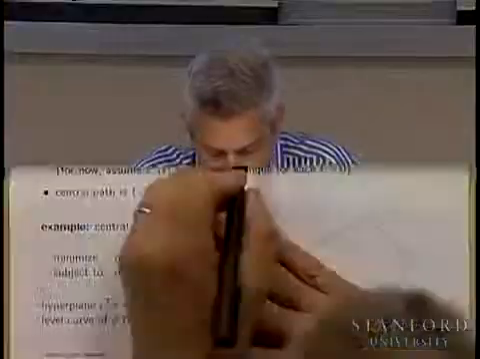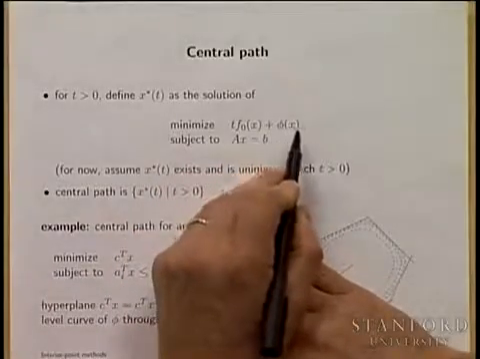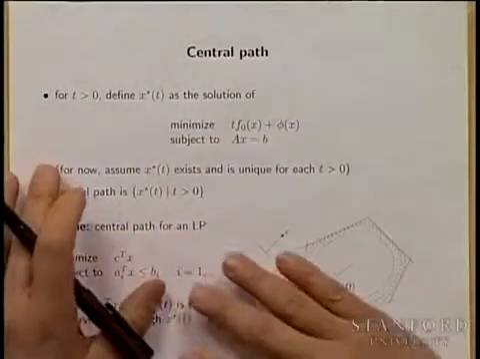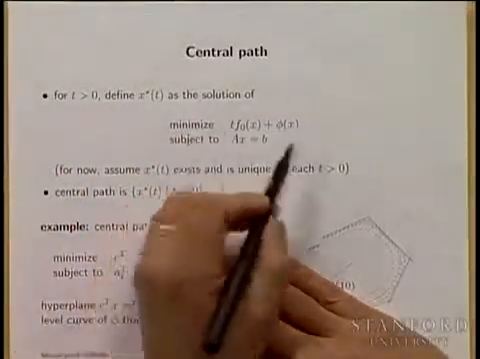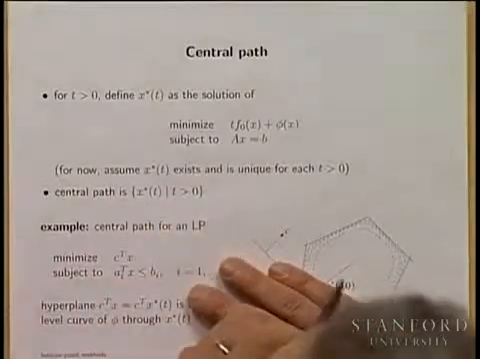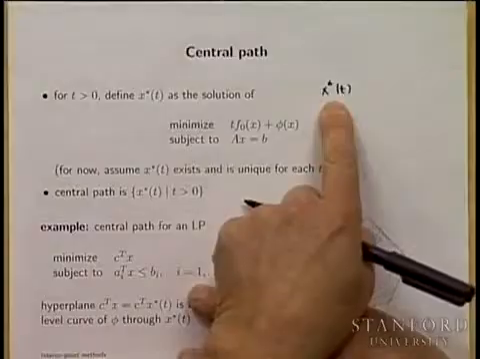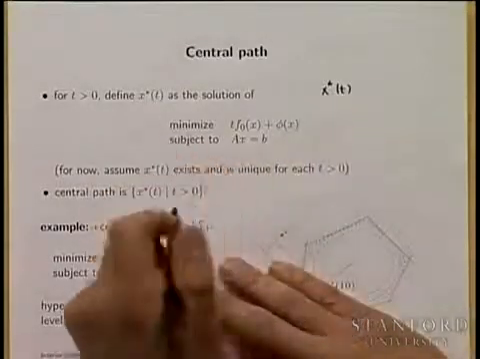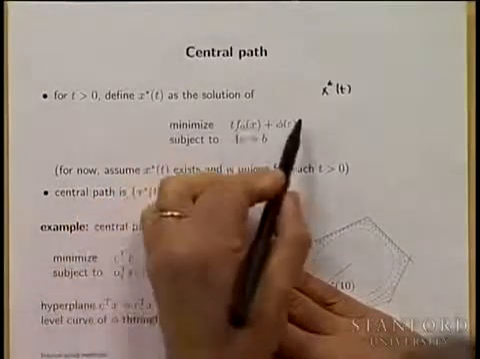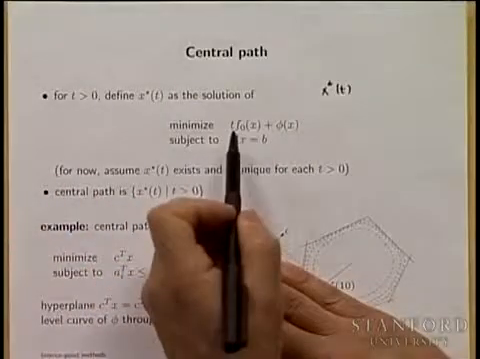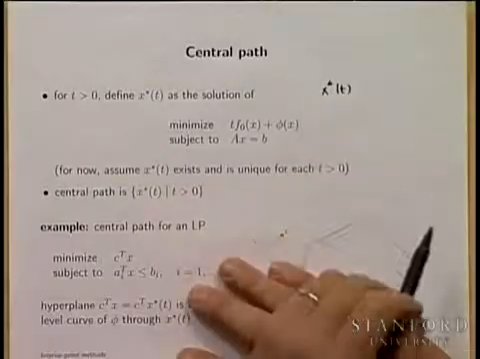All right. Now, when you minimize f0 plus 1 over t phi of x, it's the same as minimizing tf0 plus phi of x. It's the same thing. And when you minimize this, we'll refer to the minimizer, the argmin, as x star of t. So it's the minimizer of this function subject to that, and we'll call that x star of t. We're just going to assume here that there's a unique minimum.